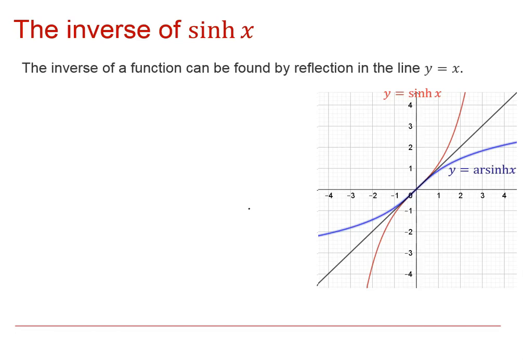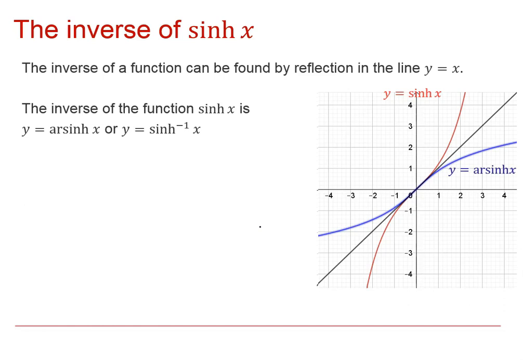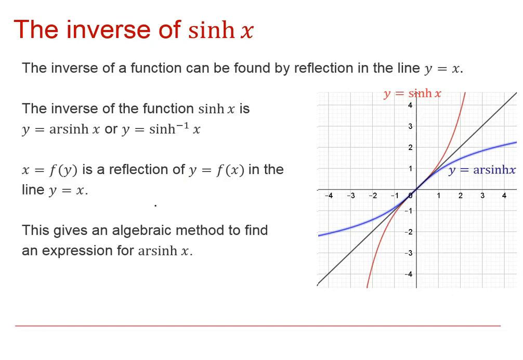Later on, we'll see that it's slightly different when we look at cosh x. So, the inverse function of sinh can be written in either of these two ways, and you need to be familiar with both, like when you're looking at trigonometric functions. You can write the inverse as sinh to the minus 1 x or arsinh x. So we can see here from the graph that x as a function of y is a reflection of y as a function of x in that line y equals x. And that means that we can have an algebraic method to find an expression for arsinh x, which we're going to now look at.